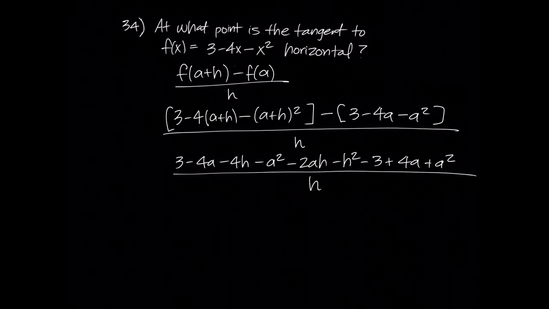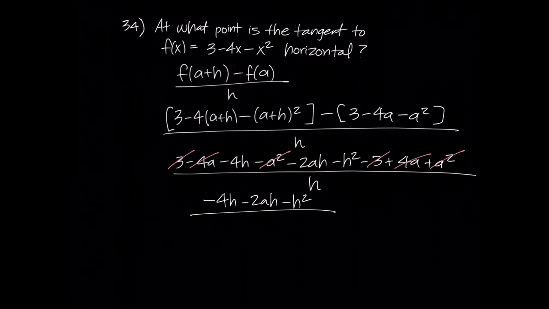Then we look at things that might be able to cancel. So 3 cancels with 3. Let's see what else. Minus a squared cancels with positive a squared. Negative 4a cancels with 4a. And I think that's it. So you have negative 4h minus 2ah minus h squared all over h. And that simplifies to negative 4 minus 2a minus h.